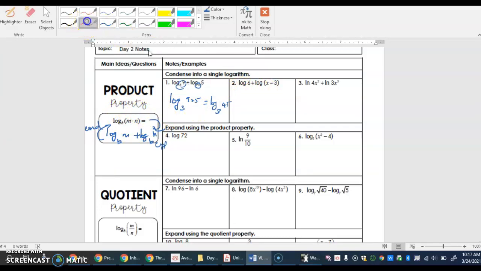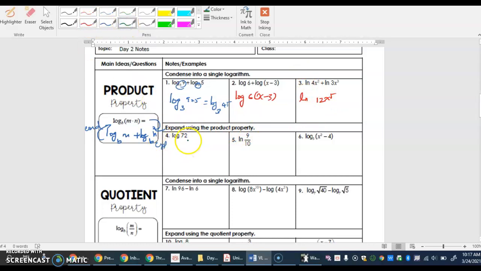If you look at the second question here, you can write this as a common log, the base is 10. This would be 6 times x minus 3. That's it. You can distribute it or leave it here. Here, this is a natural log, that's fine too. ln of 4 times 3 is 12, and x squared times x cubed is x to the 5. See how we are also using the exponent properties now. Okay, so that's how this works.